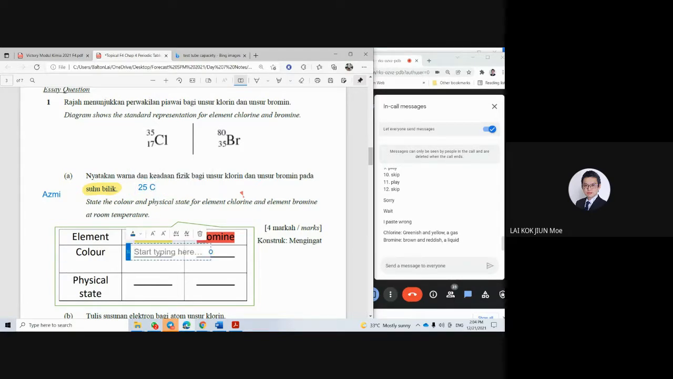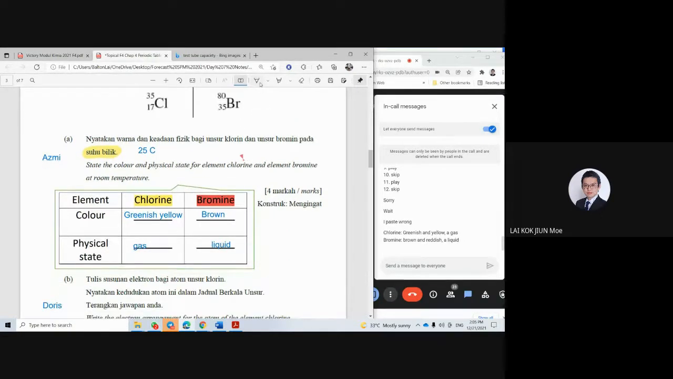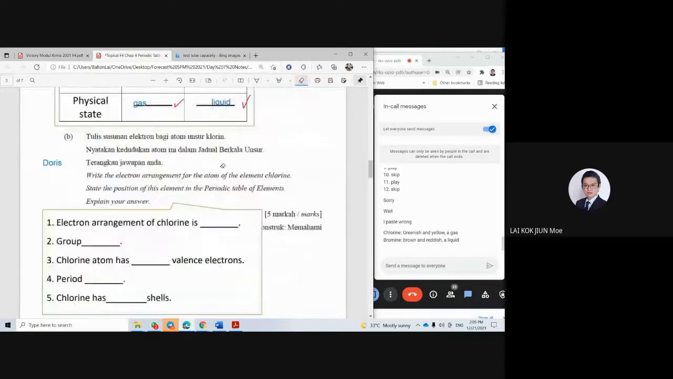It will become greenish yellow. Yes, the best color is greenish yellow. Greenish yellow means the concentration is moderate, not too little. So bromine water will be brown, and then the physical state will be gas and liquid. Very good. No problem, this one full mark. Well done.